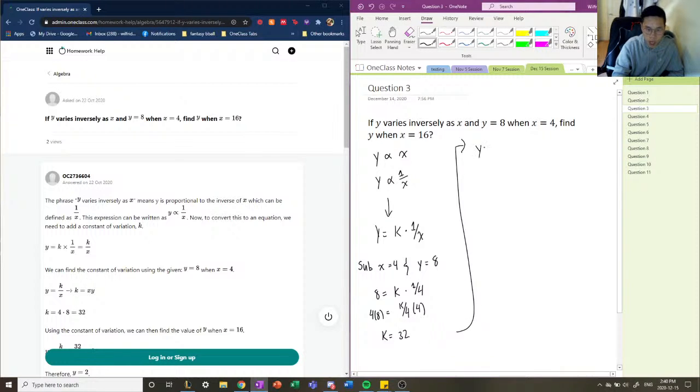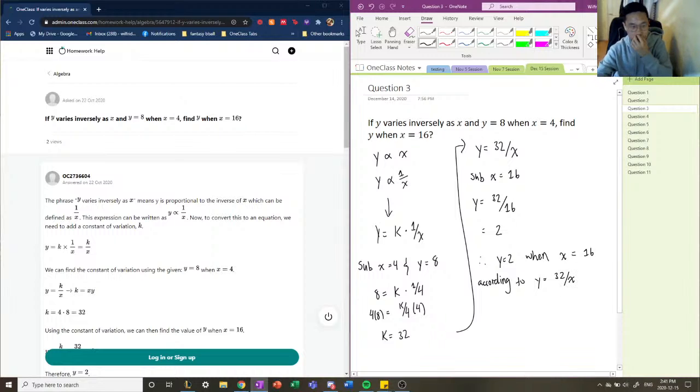So therefore, y equals 32 over x. And now we can solve for y when x equals 16. So sub x equals 16, y equals 32 divided by 16, which is 2. Therefore, y equals 2 when x equals 16, according to y equals 32 over x. Right? So that's how you would be able to solve this kind of question.